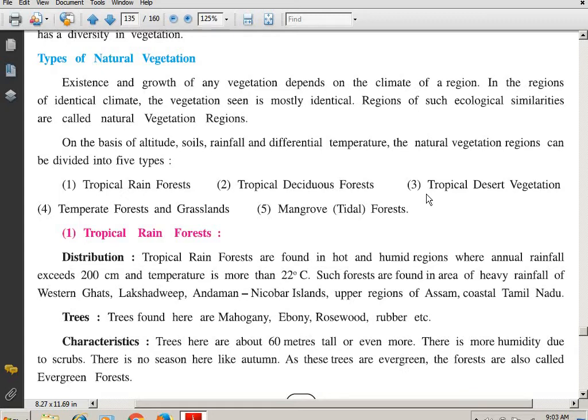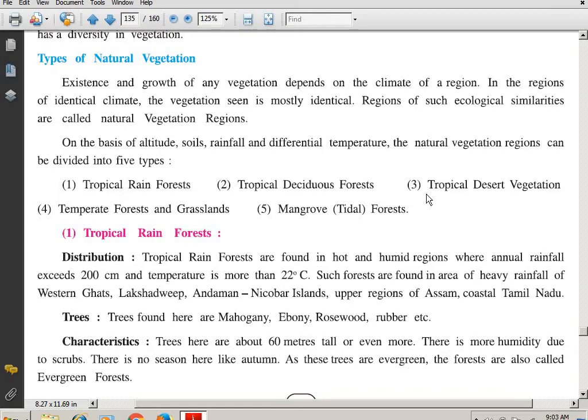Now that you have seen these 5 names, tropical rainforest, tropical deciduous forest, tropical desert vegetation, temperate forest and grasslands, and the fifth is the mangrove tidal forest. So students, these are the 5 types of forests. Let's see now about them.